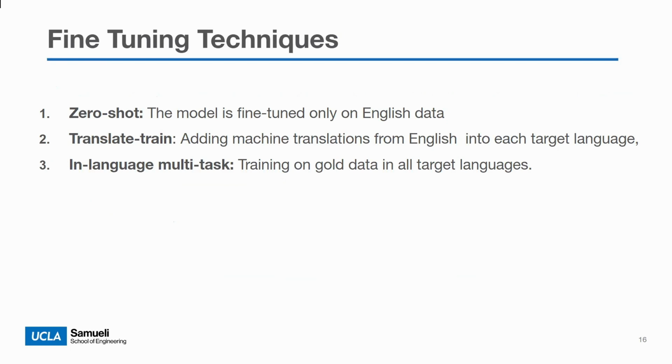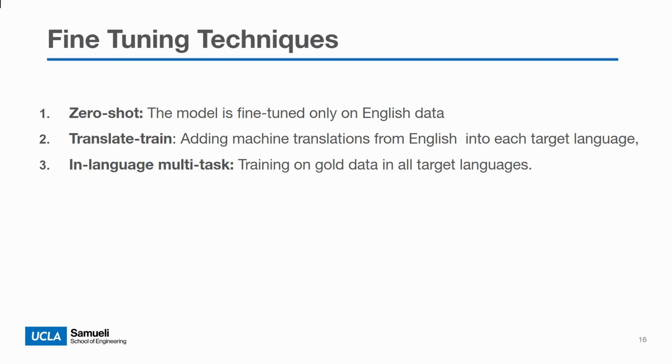The first, zero-shot fine-tuning. In this technique, the model is fine-tuned only on English data, and then it is evaluated on tasks in multiple languages without any additional training. This approach tests the model's generalizability to new languages without any explicit training.